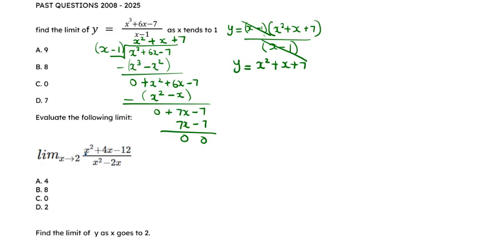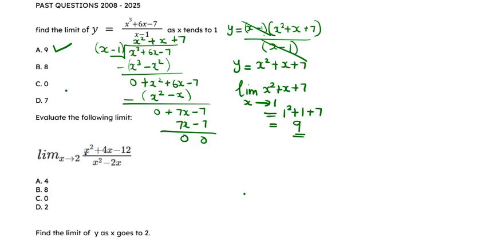Now this is the limit we want to take. So we are taking the limit of x squared plus x plus 7 as x approaches 1. As x approaches 1, we just do direct substitution, since direct substitution can be done, as I've explained earlier. So 1 squared plus 1 plus 7 gives you 1 plus 1 plus 7, which is 9. So the correct answer is option A in this case.